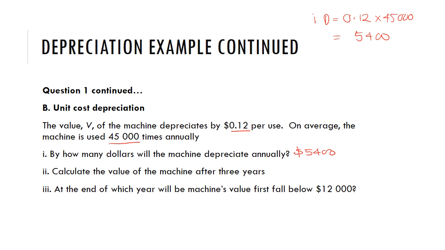For part 2, calculate the value of the machine after 3 years. Now we're depreciating by $5,400 per year, and we're doing that for 3 years. So we can convert it to a flat rate and say VN, in this case V3, will be $60,000 minus $5,400 per year, for 3 years. So our value after 3 years will be $43,800.